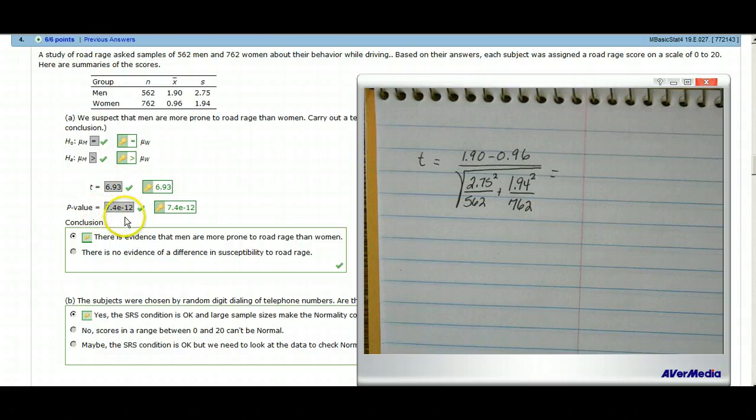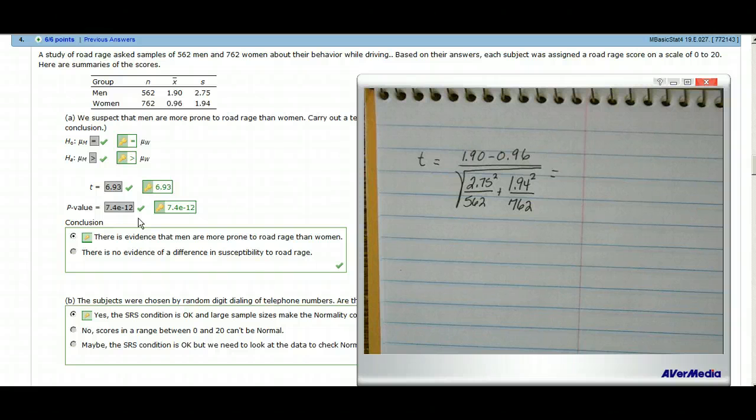The p-value, now this is kind of a funny p-value, and that's again because they're using some software rather than the table. So we're going to go to Table C, which we use whenever our test statistic is a t-score. The degrees of freedom here, for the men's group, would be 561. For the women, it would be 761. And to be conservative, you use the smaller of those two. So our degrees of freedom that we're going to be using is 561.